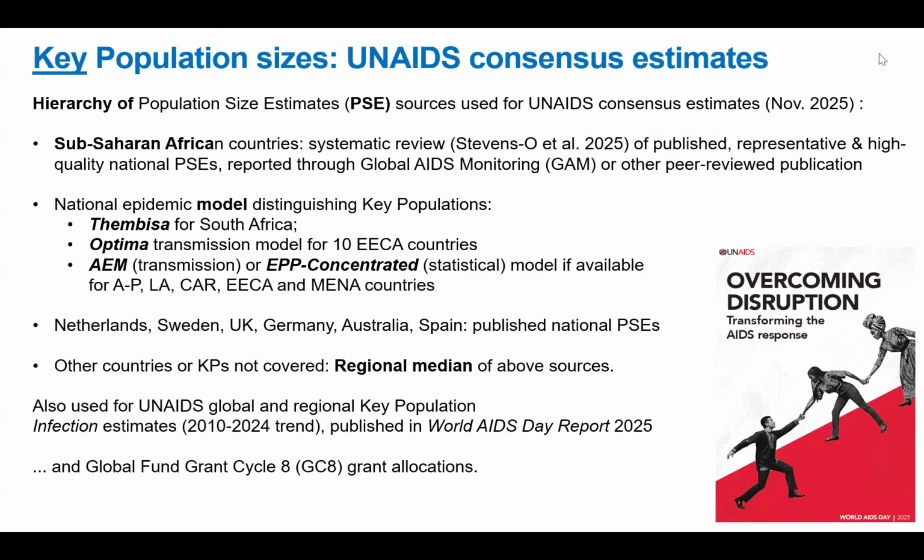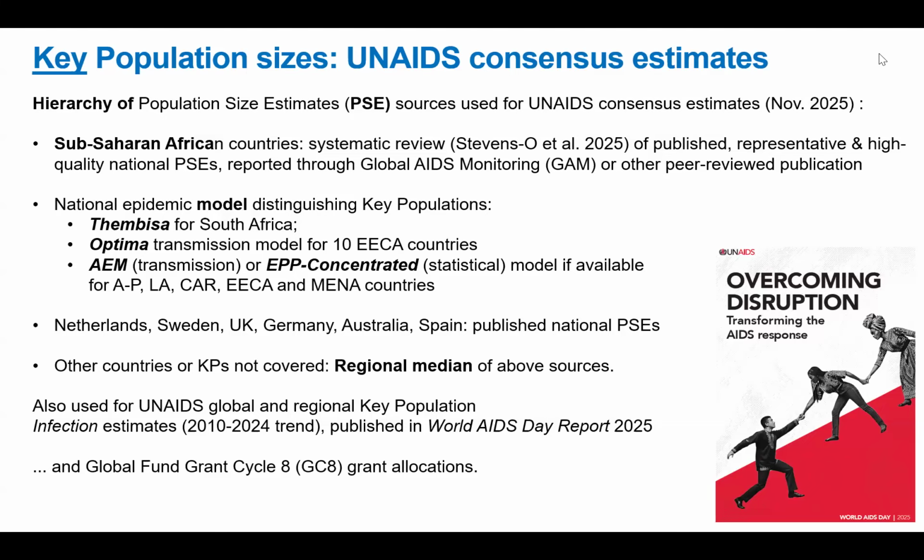Essentially, we have looked at what countries have submitted through GAM, which in the case of the European countries could also be Dublin Declaration reporting. This exercise was done in November last year. If that was an adequate national estimate, representative of the country and complete, that was used. Some countries even had an epidemic model that distinguished key populations, and where that was the case, we considered that even better, because by synthesizing the various population sizes alongside the prevalence data in an epidemic model, the consistency is guaranteed, because the sum of the subgroups matches the national total and the national program data.